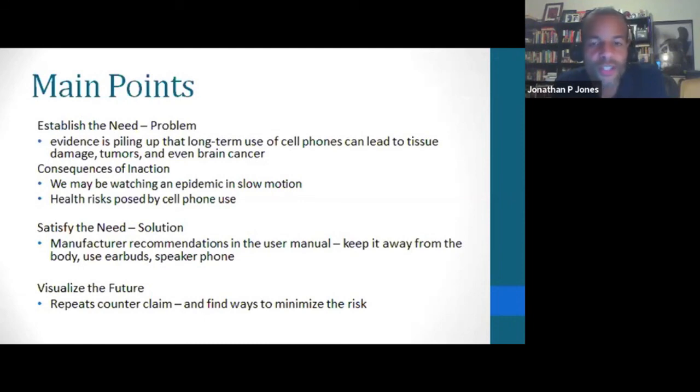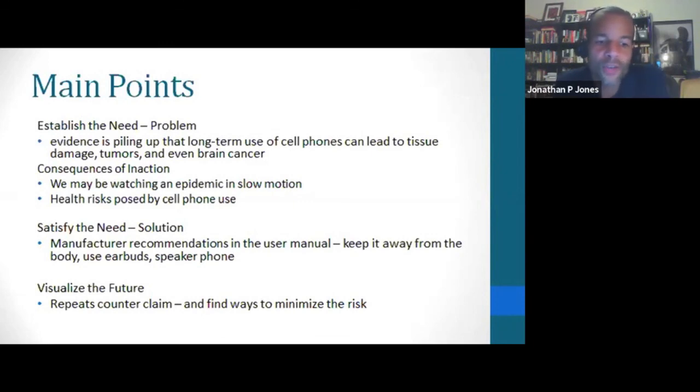The next main point, she's got to talk about the solution. So what are we going to do about this? She tells us that the manufacturer recommendations are in the user manual. Keep it away from the body, at least a foot away, I think she says, or 8 inches, whatever it is. Use earbuds, use speakerphone, these kinds of things. Simple things that we can all do that are going to help to protect our health.